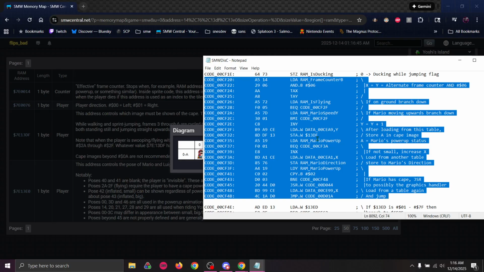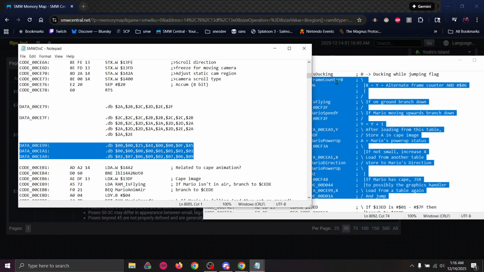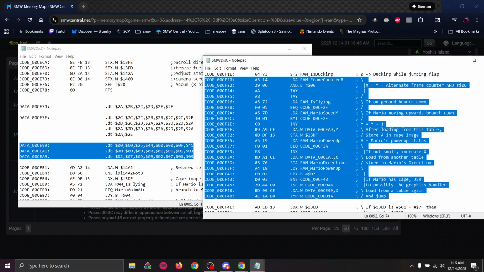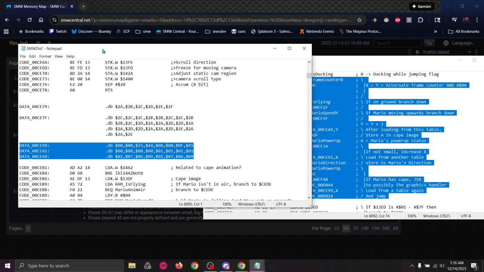Next, it's going to load Mario's power-up in. So this is basically only checking if he's small or not. If he's small, then it's going to skip this step of incrementing X, which again, currently only has 0, 2, 4, or 6. And if he has anything other than small, it'll keep X as it is. And then it'll basically use that to load from our next table. So if we take a look at that, that's table CEA1, 00CEA1, so that's going to be our second table here.